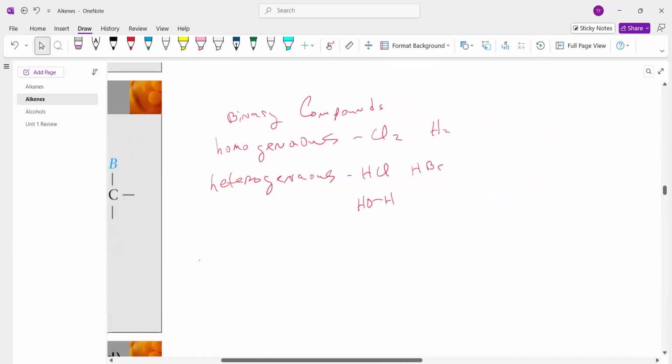Now, there are 2 types of additions. We have homogeneous additions, and we have heterogeneous additions. Homo means the 2 atoms are the same. Hetero means they're different. And you end up with different products.